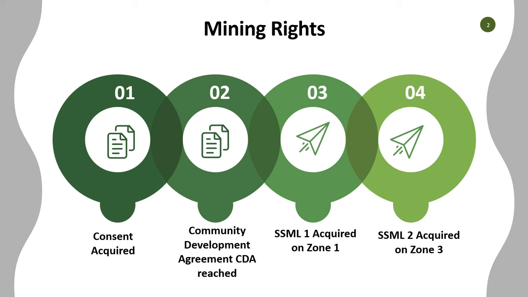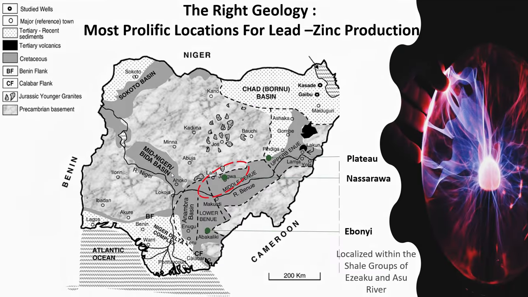Understand that first of all, you need to make sure that you have the mining rights as a compliance basic that is actually required. The consent must be acquired before you go into any exploration, and a community development agreement needs to be reached, or you have some kind of understanding. Also, your exploration licenses. In this case, we actually acquired the SSML and SSML2 in this particular location.